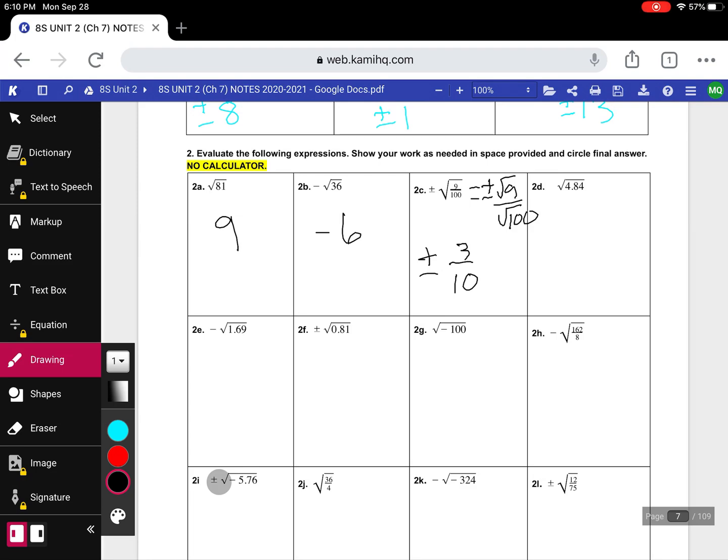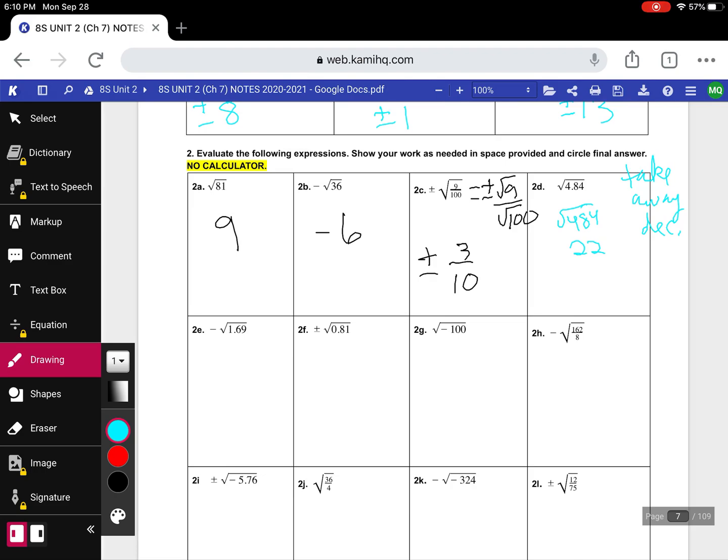Okay, now 2D becomes a little more difficult, and it's difficult because it has a decimal point. So what I do is I first take away the decimal. Some of you will be able to see it right away, and that's fine, but if you don't, take it away. And we're talking about the square root of 484. Once you have these memorized, you're going to know that the square root of 484 is 22. 22 times 22 is 484.